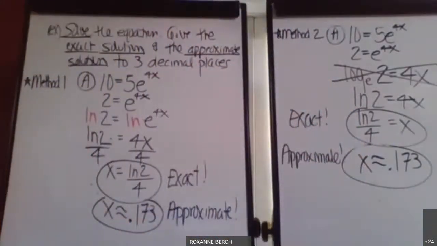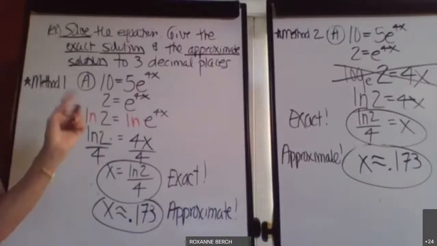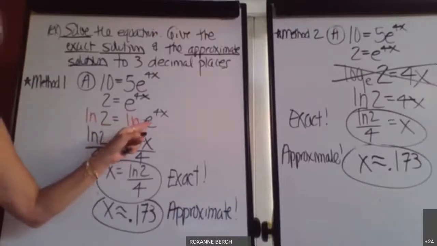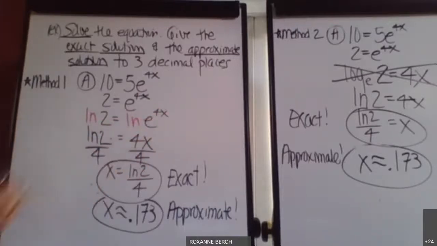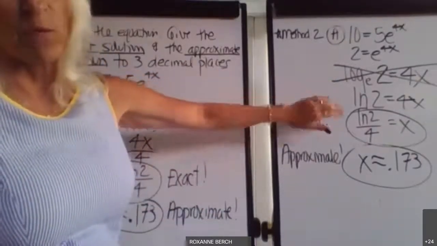So basically what we did in this method is we took a natural log to both sides to get them down from there. So we could use log base e of e to the x equals x. Over there, we took an exponential form and wrote it in logarithmic form.